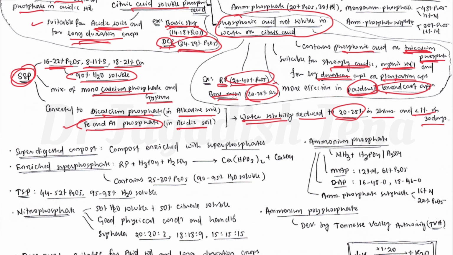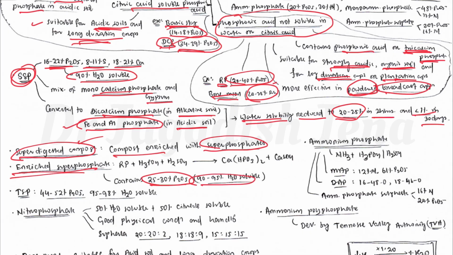Then super digested compost, where compost is enriched with superphosphate, is called super digested compost. Enriched superphosphate contains 25 to 30% P2O5, where 90 to 95% is water soluble; it is rock phosphate plus H3PO4 plus H2SO4, that is monocalcium phosphate and calcium sulfate. Then ammonium phosphate contains ammonia and H3PO4 or H2SO4.